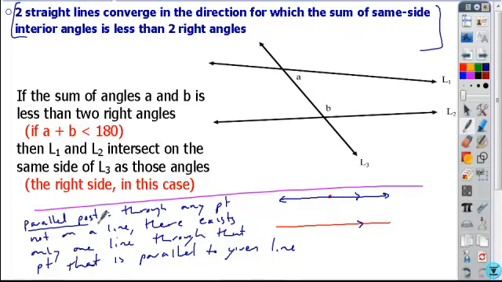All right, so those are the 5 postulates. You do need to know them. You need to know 1, 2, 3, 4, and 5. You need to know how they're ordered and which ones introduce the construction tools.